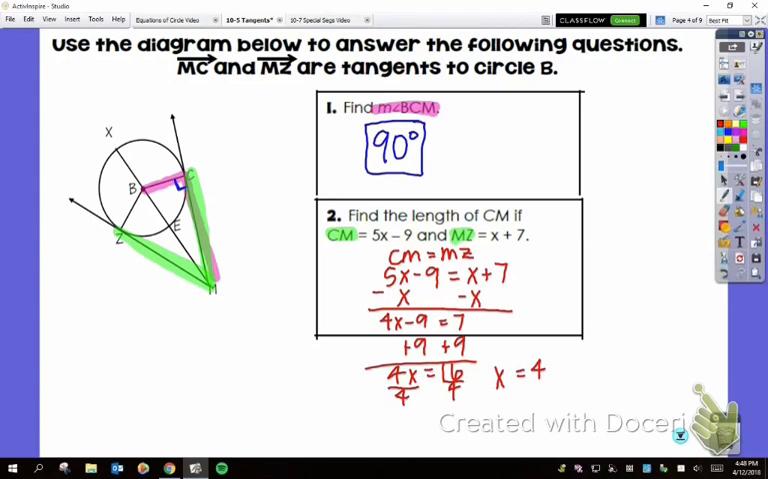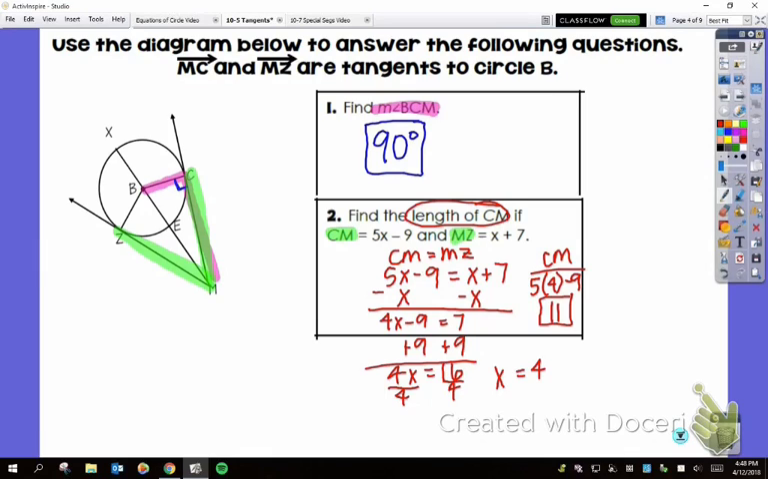Okay, but we're not quite done because they wanted us to find the length of CM. So to find CM, we just have to plug that back in and say 5 times 4 minus 9, which would give you 11, and that would be your final answer.